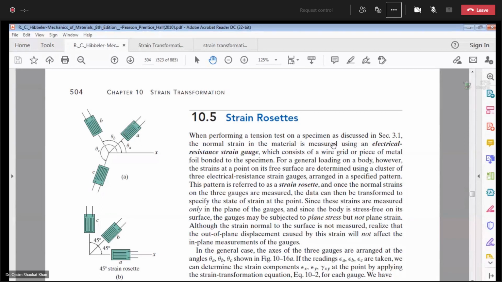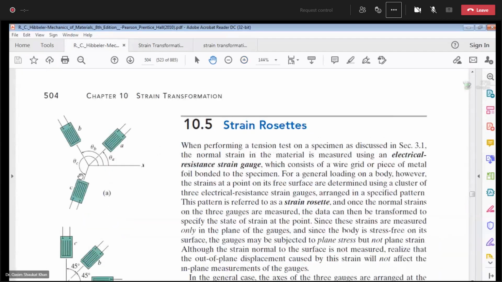So an electrical resistance strain gauge consists of a wire grid or a piece of metal foil bonded to the specimen. If you see this, this is your electrical resistance strain gauge.